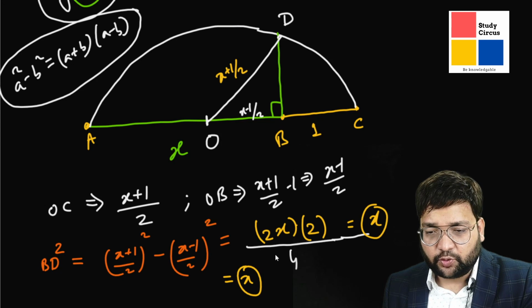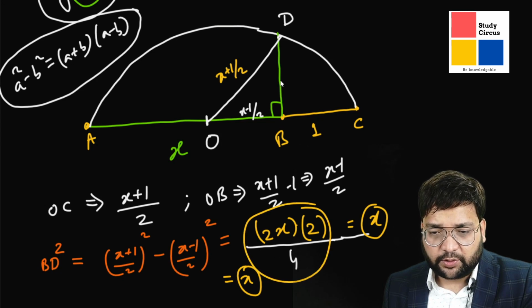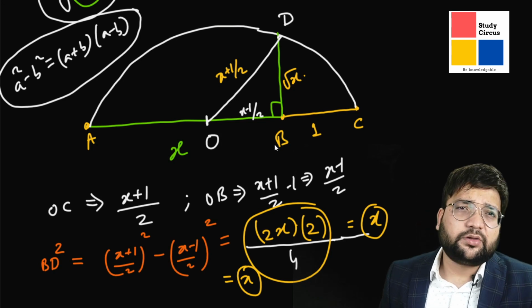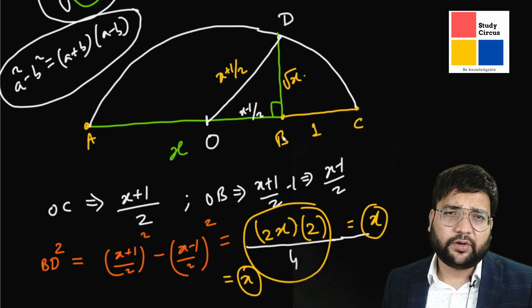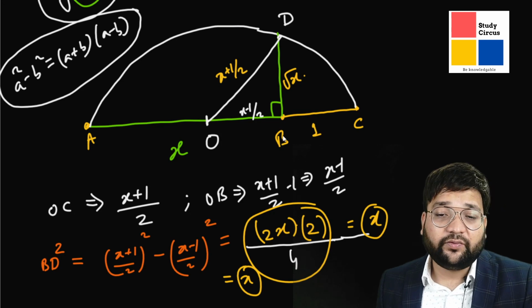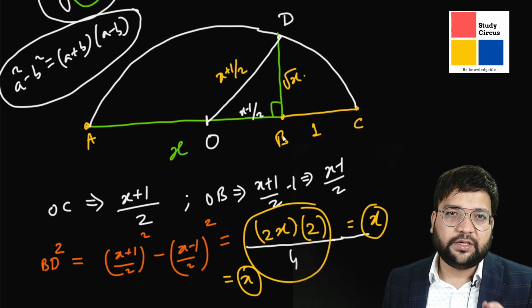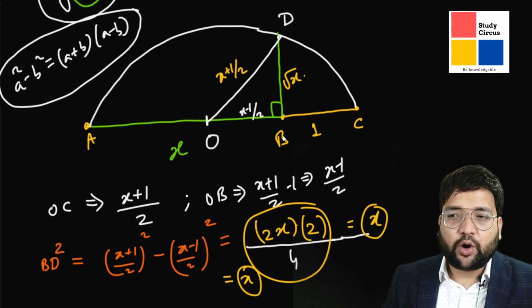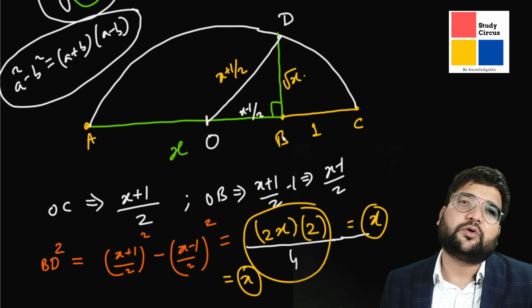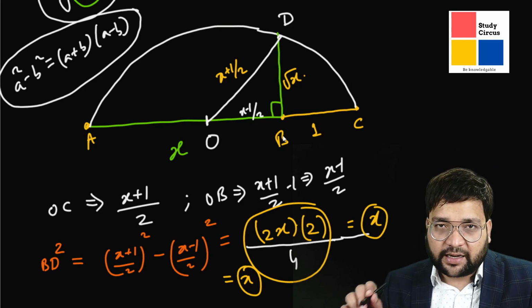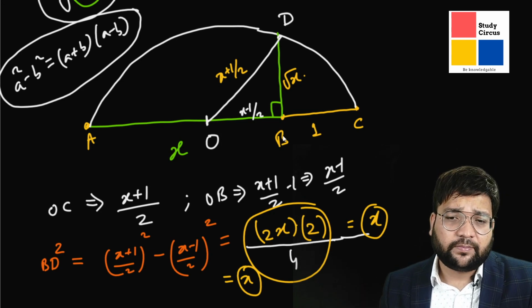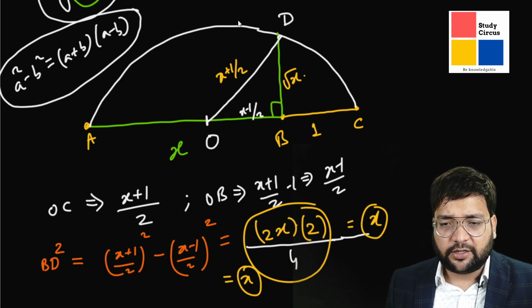BD square is coming to be x. So BD is root of x, right? And that is what we wish to find out. So geometrically, BD is root x. I cannot exactly, using decimals or fractions, find out where an irrational number is on the number line, but yes, geometry comes to our help, and certainly this length BD is root x.